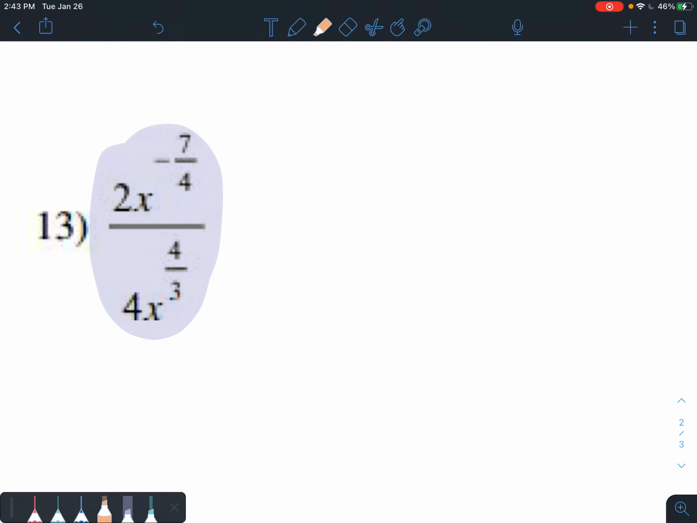All right, I got a negative exponent. So we can do this a couple of different ways. So let's go ahead and simplify 2/4. So 2/4 is the same thing as 1/2. And then I'm just going to go ahead and take this down because it's negative. So I'm going to have 2 and then x to the 4/3 is already there. And then that's times x to the 7/4.